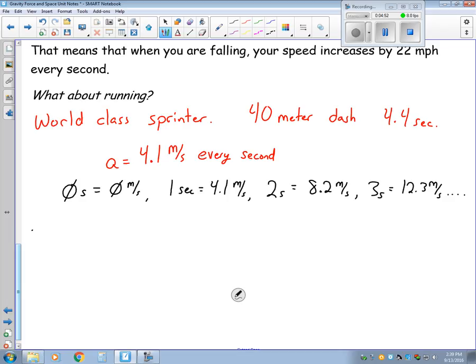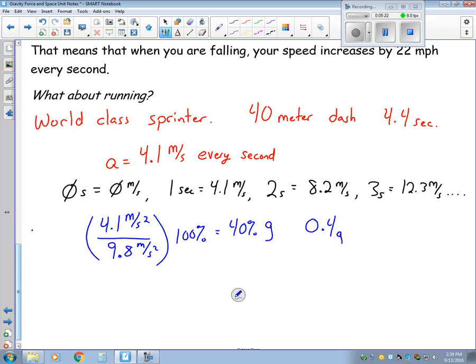So we can relate this to the acceleration due to gravity. If I take 4.1 meters per second squared, which is the same thing as meters per second per second, and divide that by g, multiply by 100 to turn it into a percent, that comes out to about 40% g, or 0.4 g's. So that's their acceleration. Not quite 1 g, but 0.4 g.